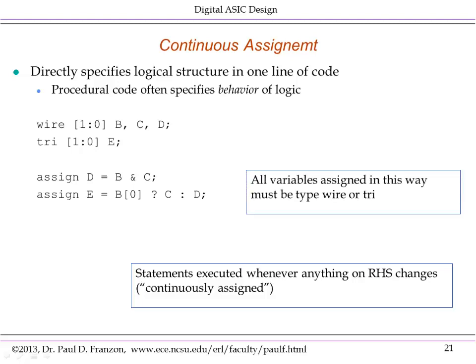And of course, you will recall that all variables assigned this way must be of type wire or tri. The tri is actually relatively rare. We'll illustrate the only use of tri in synthesizable code in a moment. So in this particular example here, D is the 2-bit output of two 2-to-1 AND gates, and E are two muxes side by side, with B0 being the select line.